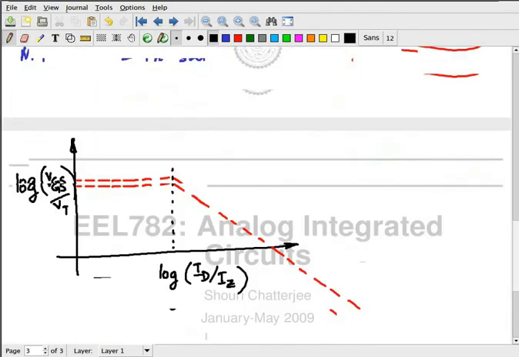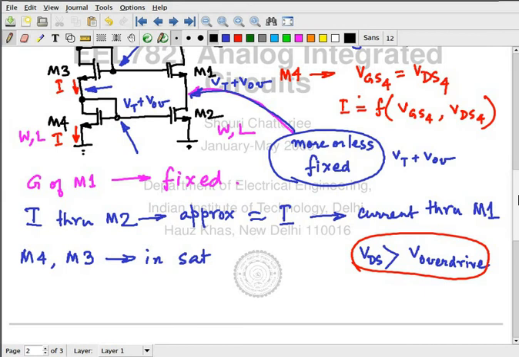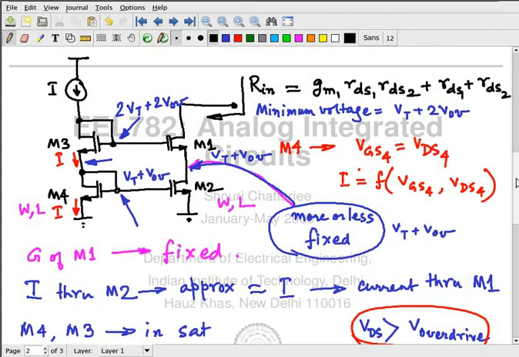Any questions so far? For the material till here, any questions?